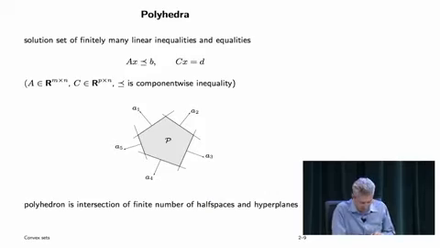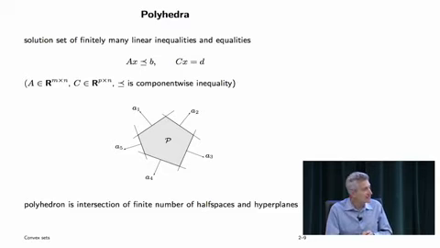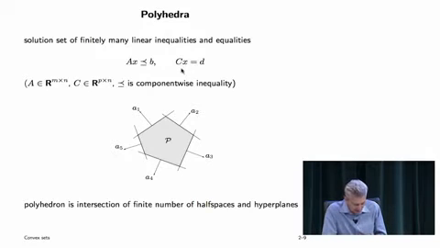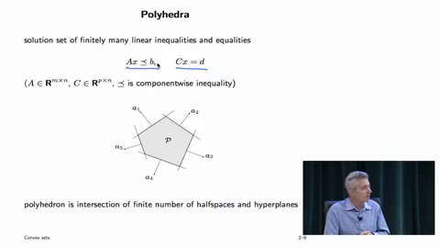Okay, this brings us to polyhedra. Another name for this is polytopes. I'll say a little bit about that in a minute. A polyhedron is defined as a solution set of finitely many linear inequalities and equalities. So if you have a set of linear equations and a set of linear inequalities, right?